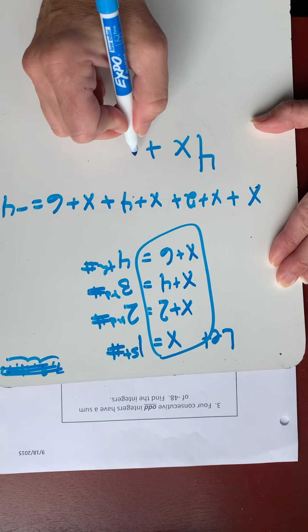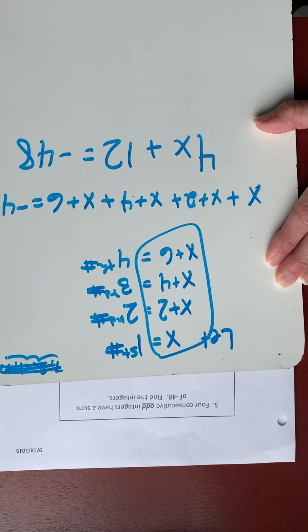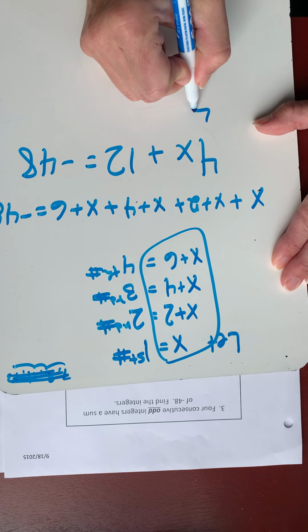4x, can you close the door? Plus 12 equals negative 48. I wasn't going to. Sorry, my mom's here to try to visit me.